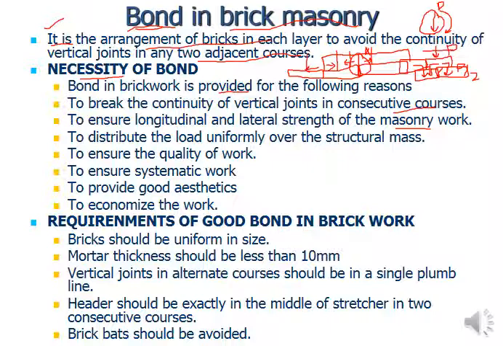Otherwise your wall will not be efficient to carry the lateral loads and the vertical loads. In the lateral direction, meaning the other third direction, if, let's suppose, wind loads are there, then your wall should have enough strength to carry the lateral loads and the vertical loads. So for both, your wall should have enough strength against these longitudinal and lateral loads.